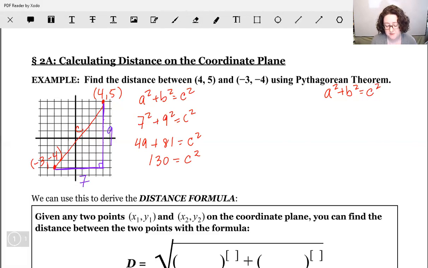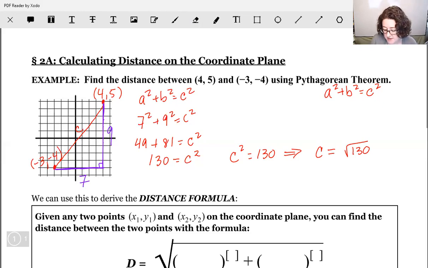I'm also going to flip this around a little bit. So c squared equals 130, aka c equals the square root of 130. Now, 130 is not a perfect square. I don't know any numbers that I can multiply by themselves to make 130. As we're working on these problems, there's 2 ways you can leave your answers. My suggestion would be to leave this as a square root.